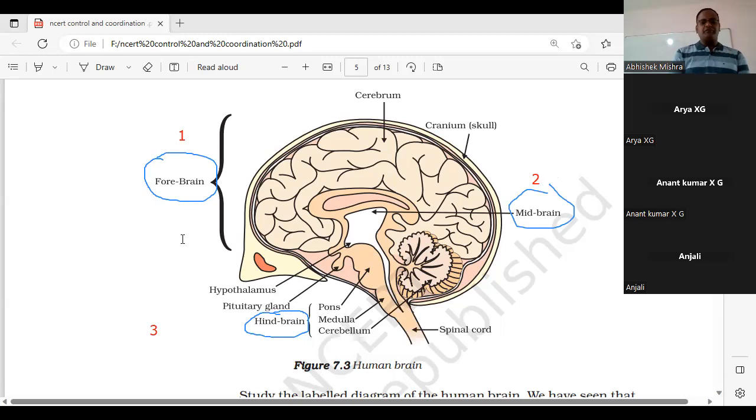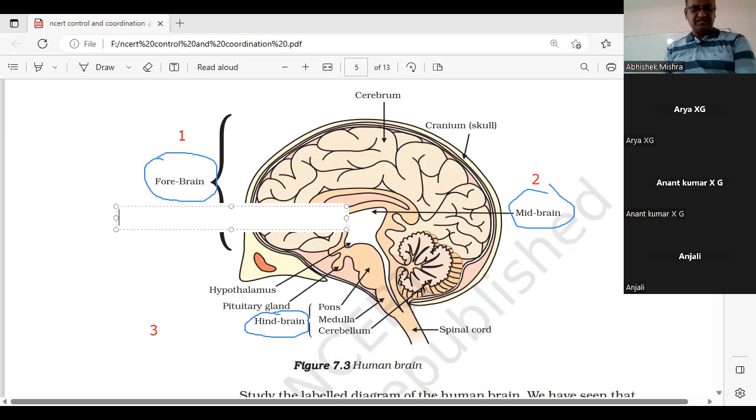Now, students, from the diagram itself, we can understand that the forebrain is the largest part of the human brain. It is also known as cerebrum.